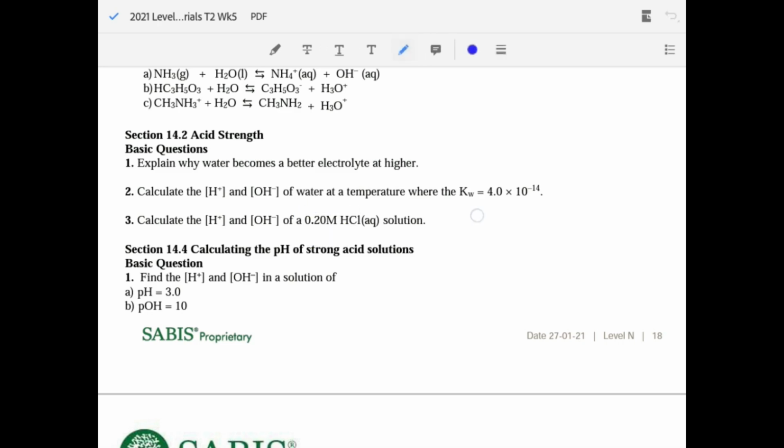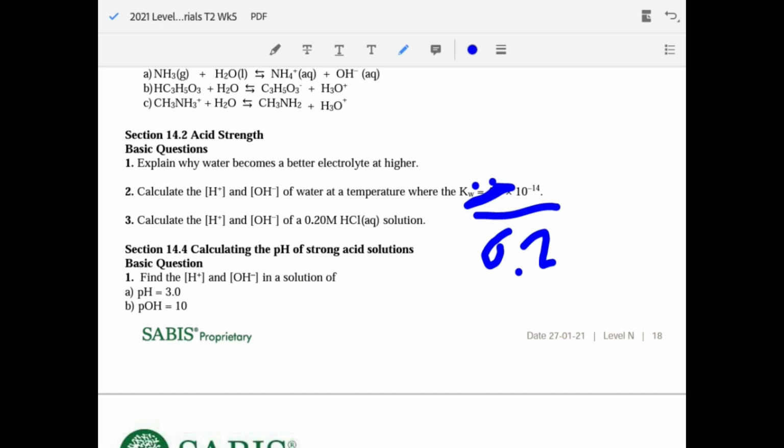But for OH minus, you have to use 10 power minus 14, not this other value, because that's probably at a higher temperature. So 10 power minus 14, because you have to assume it's at 25 degrees Celsius, over 0.2. So that would be times 5, so 5 times 10 power minus 14.